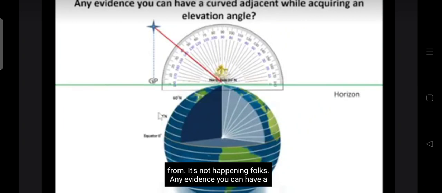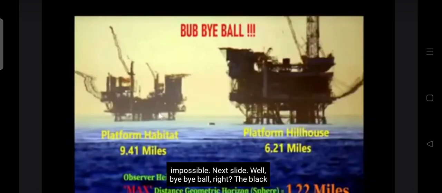It's not happening, folks. Any evidence you can have a curved adjacent while acquiring an elevation angle? It's impossible. Next slide. Well, bye-bye ball, right? The black swan, because if they were going to prove a sphere, they could easily do it.